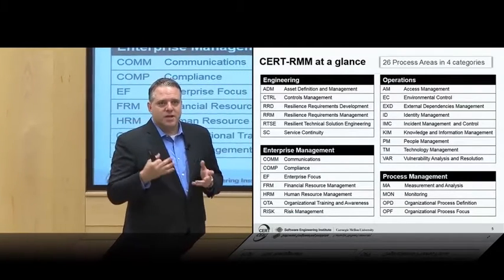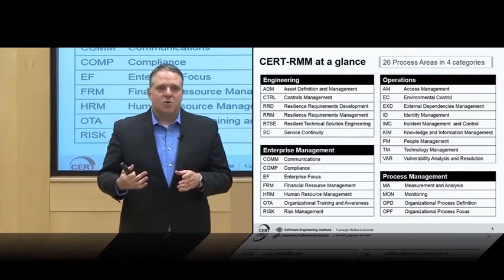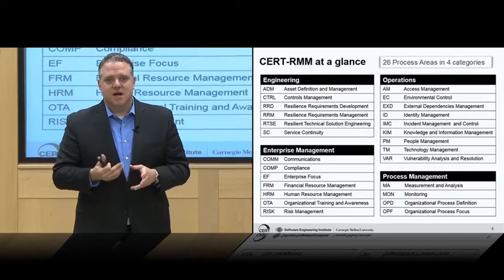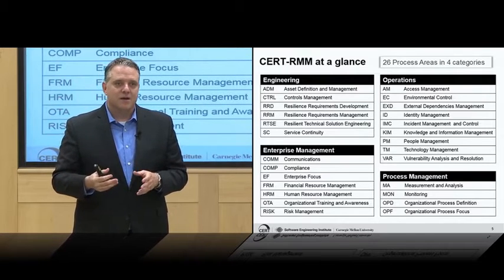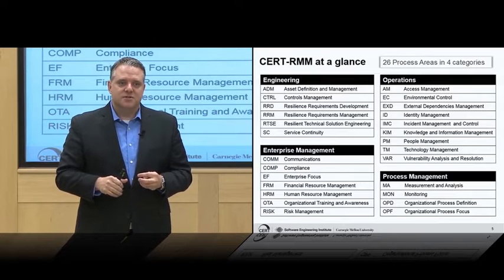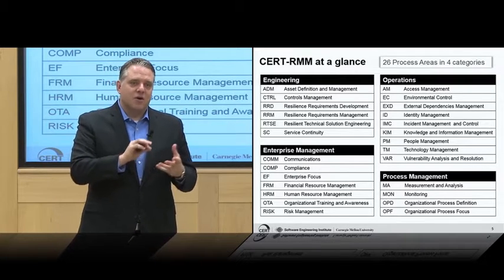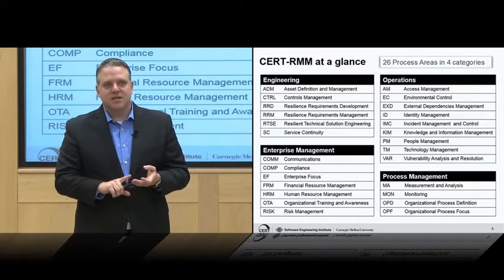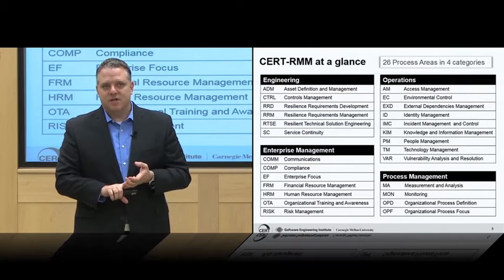RMM proposes 26 process areas across 4 different categories. The actual content in these is kind of beyond the scope of what we're talking about. In fact, you wouldn't even have to memorize all of these particular sections. Just recognize the fact that RMM says you have engineering activities, enterprise management activities, process management activities, and operations activities.